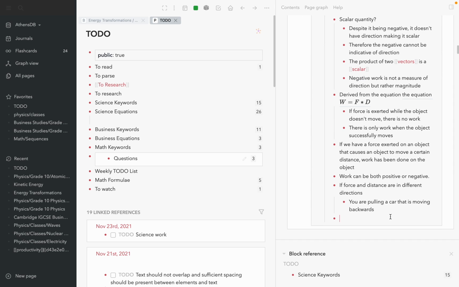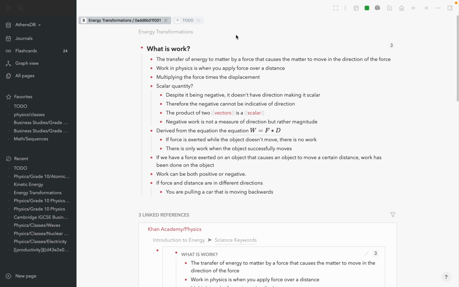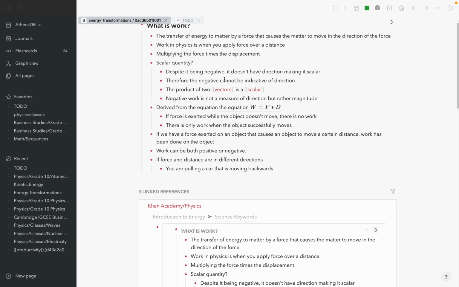The fact is that you don't have to use Logseq in this exact way. It can be used differently for everyone. This is just a workflow that works for me. I like to have pages for each unit that I'm in. I like to link pretty heavily, and all this is just why I love Logseq.